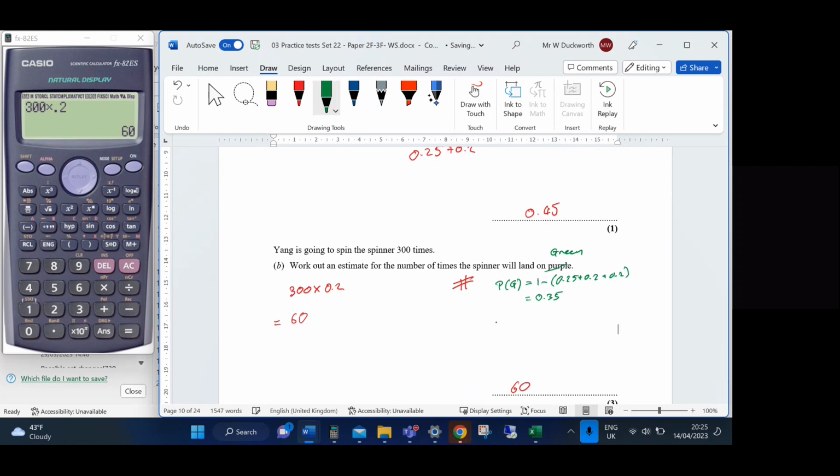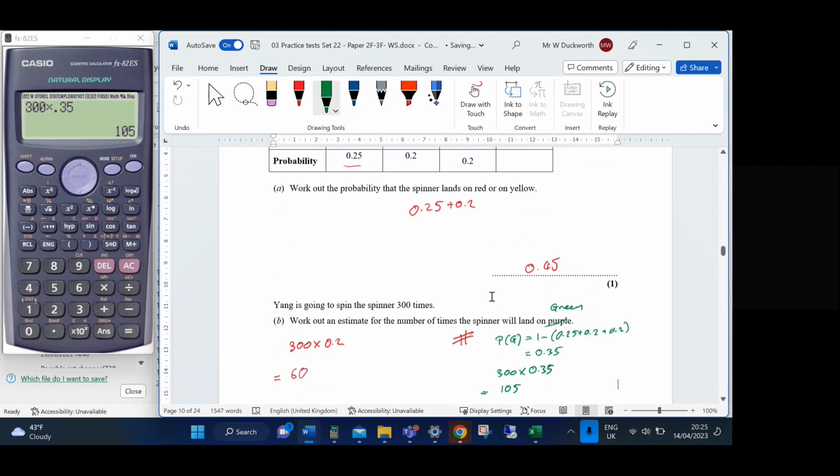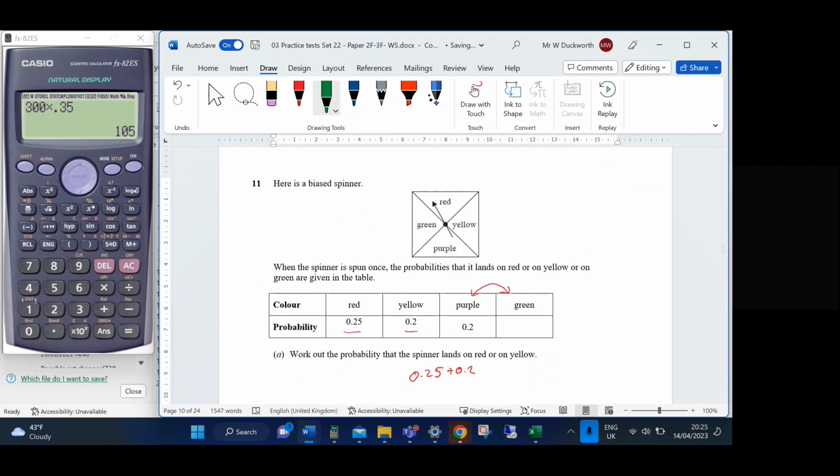And then the number of greens that we would expect would be 300 times by 0.35. And that gives us 105. So that's the number of times I would expect it to land on green. Just because I think that's the correct question. Right, I will find out. I'll look at the mark scheme.